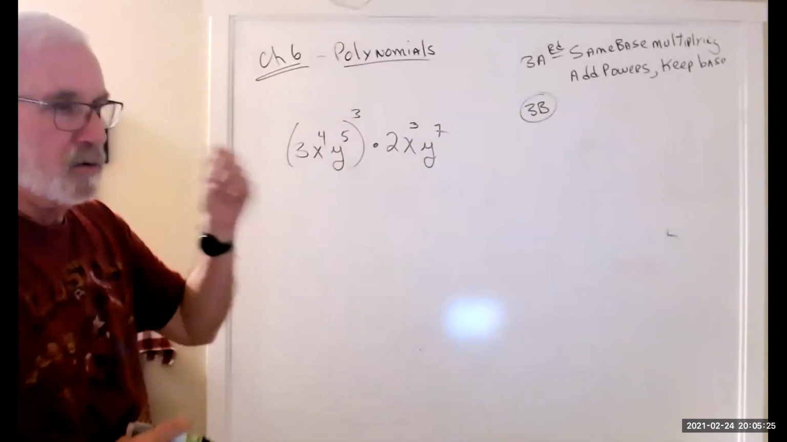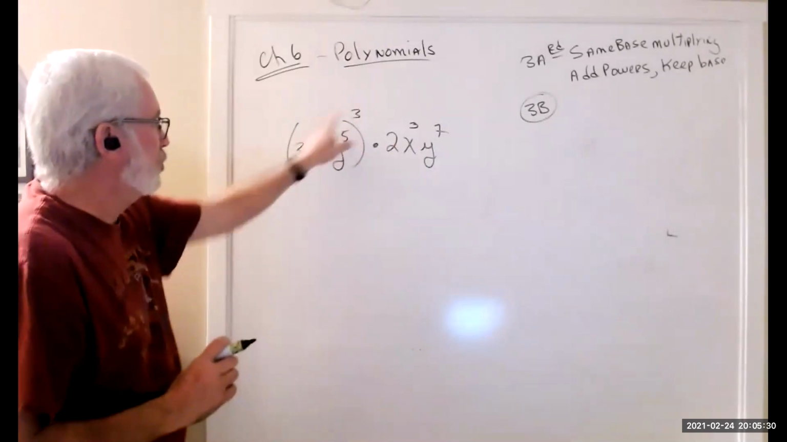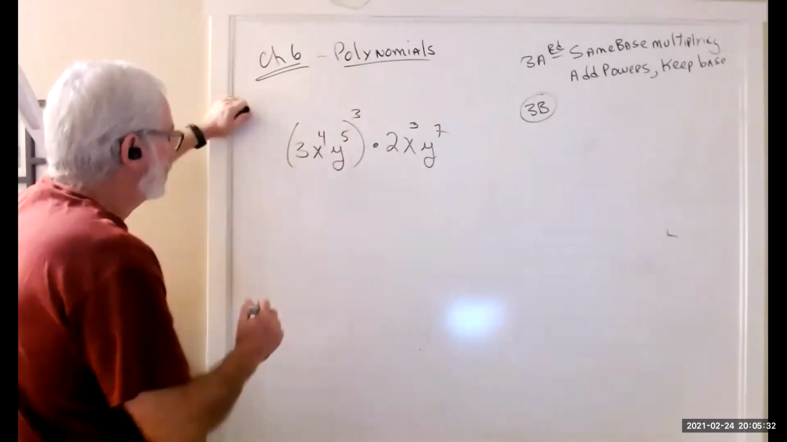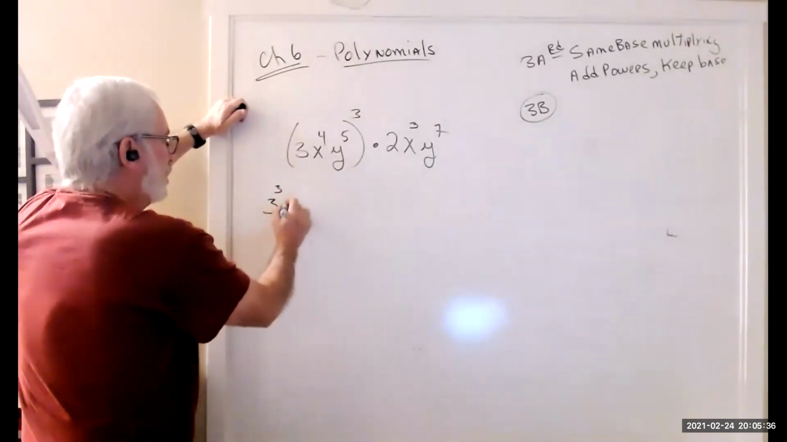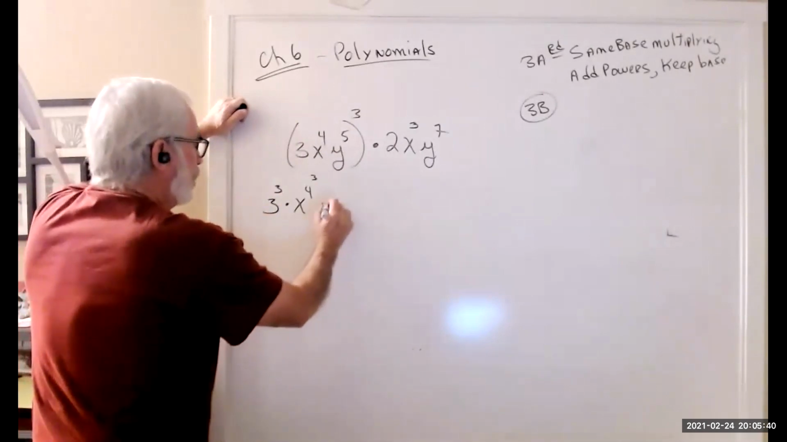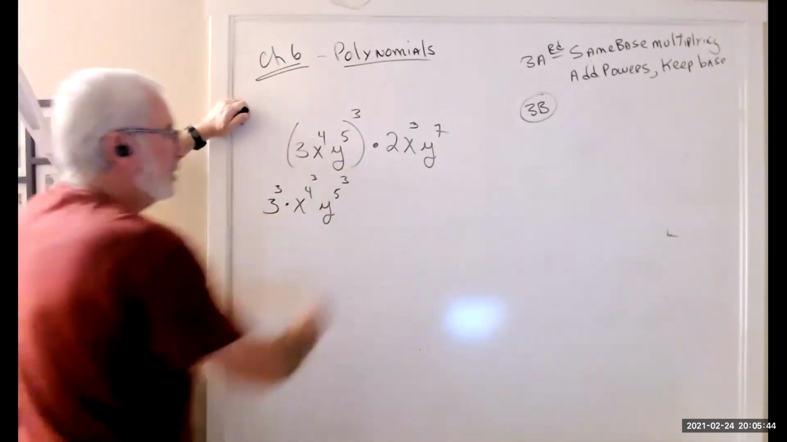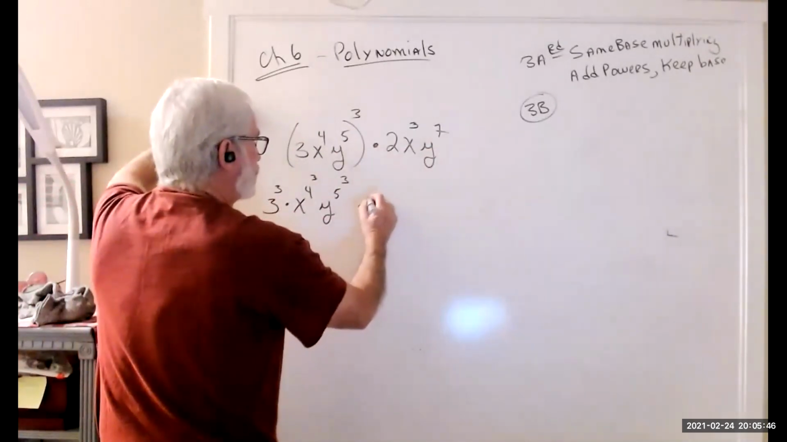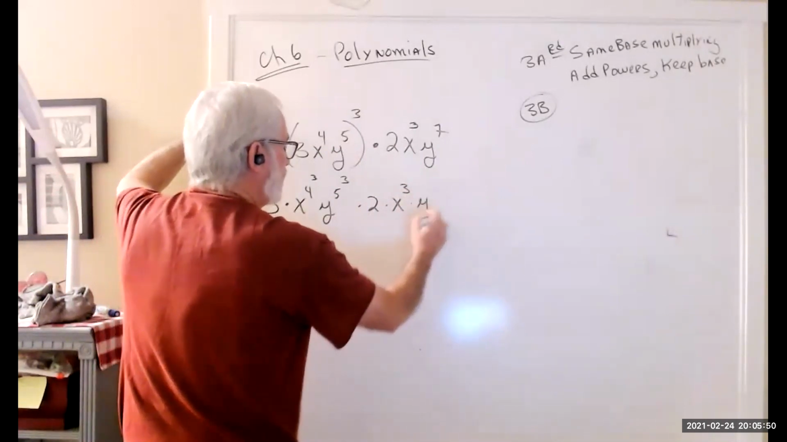All right. Rule number 1, distribute to remove the parentheses. So this is going to be 3 to the 3rd, x to the 4th to the 3rd, y to the 5th to the 3rd. Nothing here, so I just say times 2 times x to the 3rd times y to the 7th.